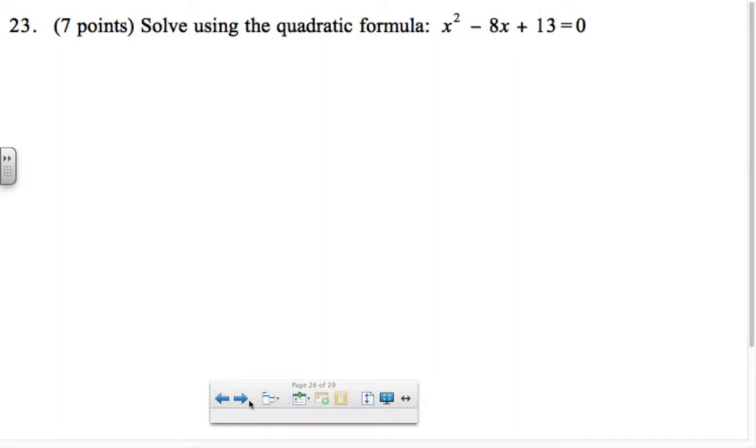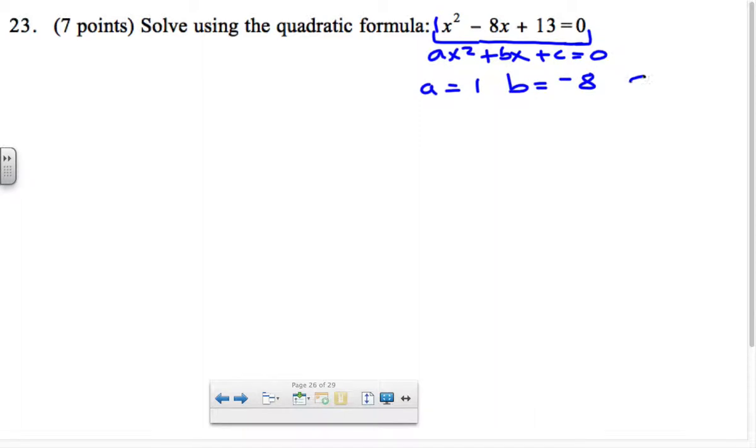Number 23 is the quadratic formula. So you first get it in standard form, which this one, oops. So the standard form is ax squared plus bx plus c equals 0. So we can see that the a is 1, the b is negative 8, and the c is positive 13.